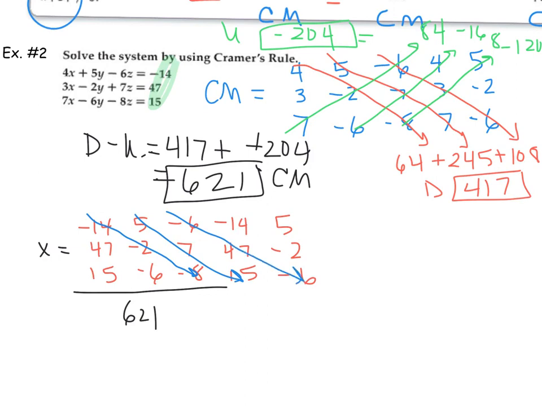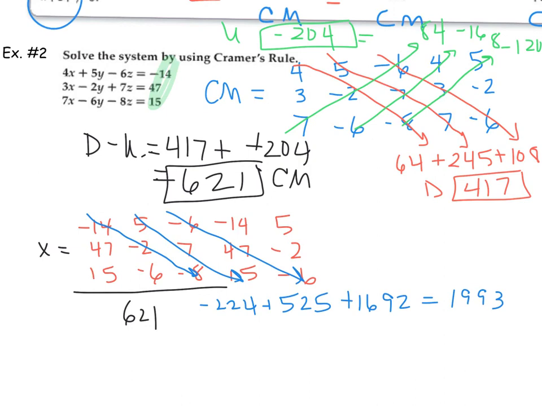And the downs. Okay, so for my downs, I got negative 224 for the first one. I got positive 525 for the second one. And I got 1692, very big number, and that would give me 1993.